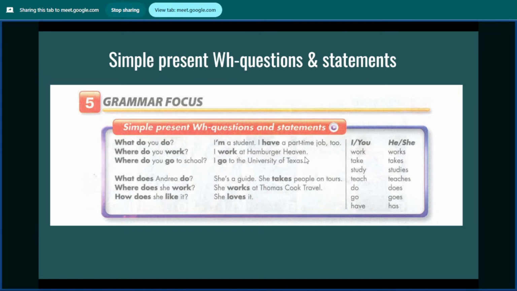Is my voice coming clearly? I'm a student. I have a part-time job too. Where do you work? I work at Hamburger Heaven. Where do you go to school? I go to the University of Texas. What does Andrea do? Now this is third person. She is a guide. She takes people on tours. Where does she work? She works at Thomas Cook Travel. How does she like it? She loves it. Okay, that's how we frame the sentences. Clear?